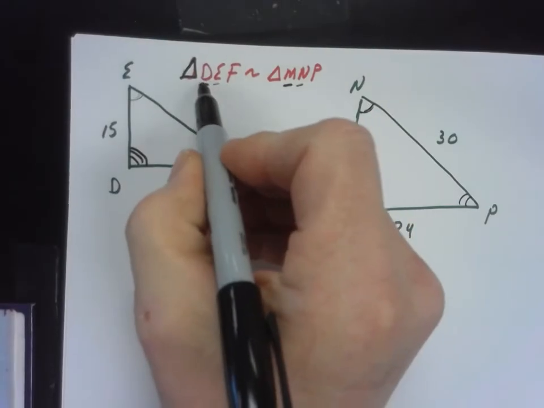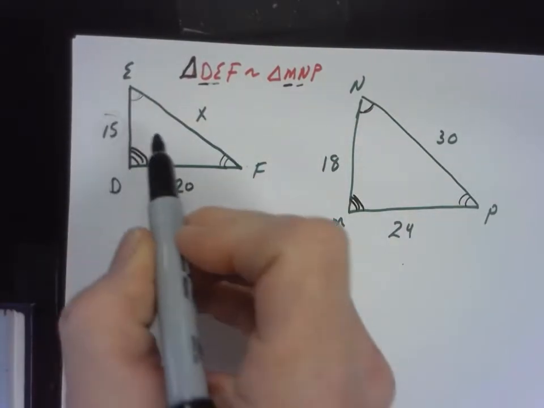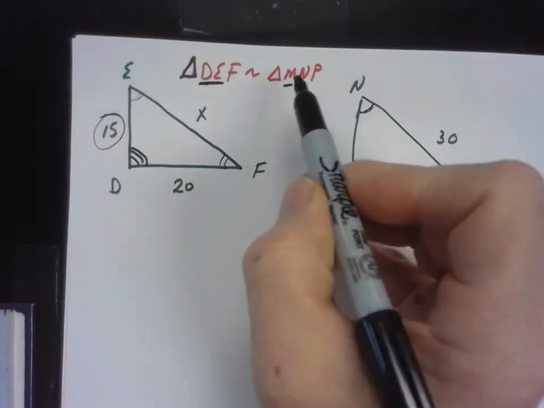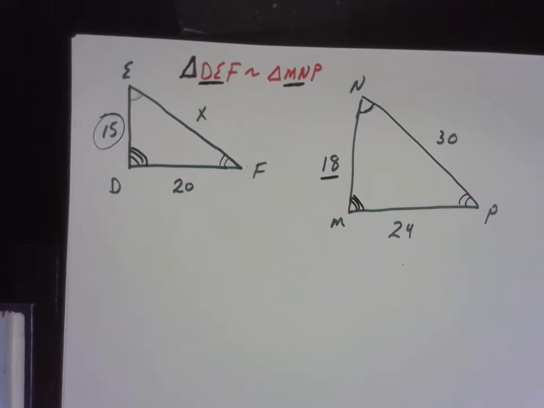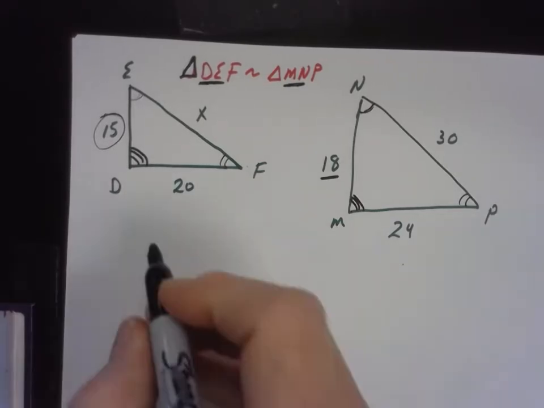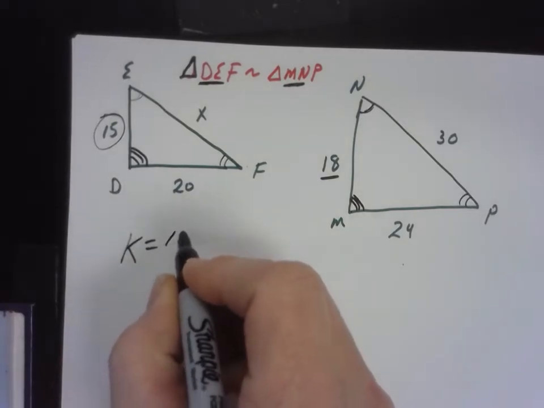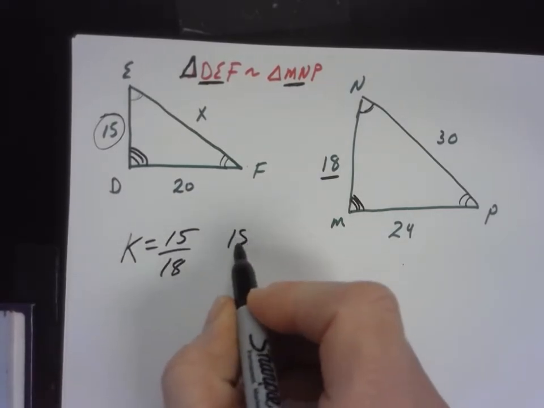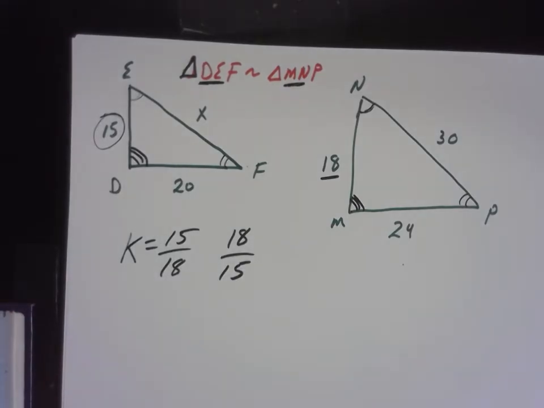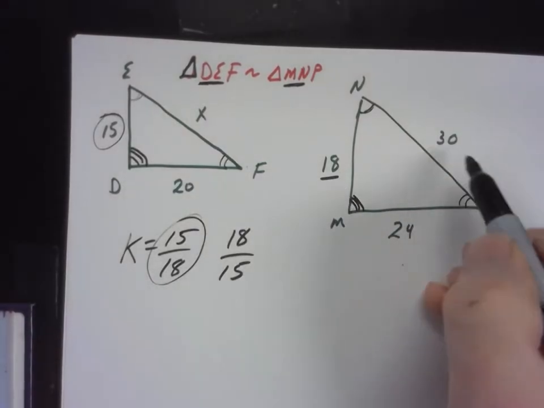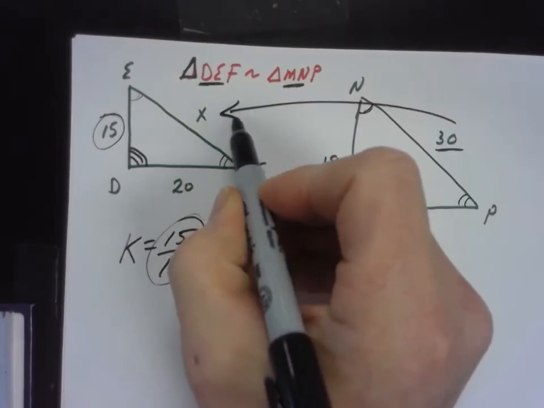We know that DE, so if we look at DE, that's 15, right? And then MN, that's 18. Those two correspond. So we could get our scale factor from that, couldn't we? In fact, if we do our scale factor, it's either 15 18ths or it's 18 15ths. I might like it this way if I were to do it, because I want to multiply 30 by something to figure out what x is.